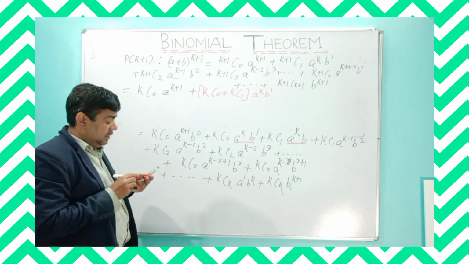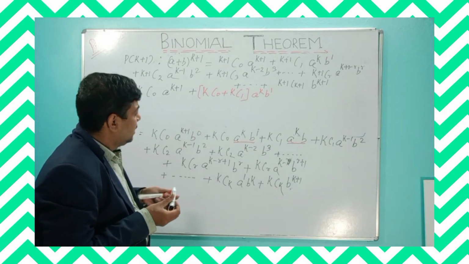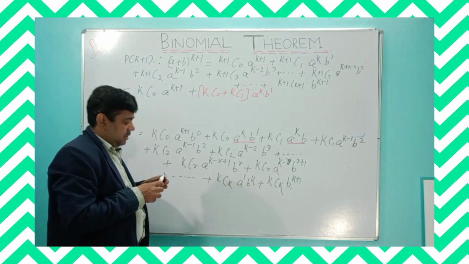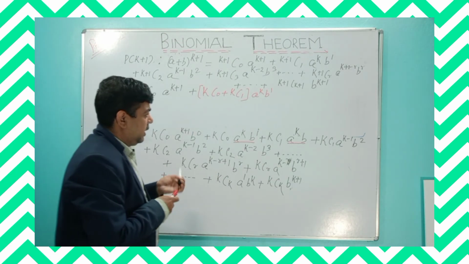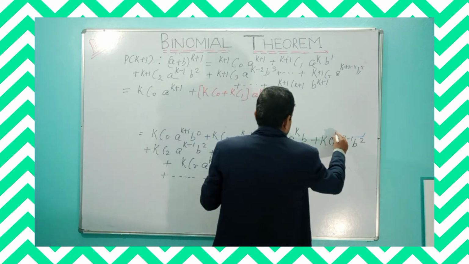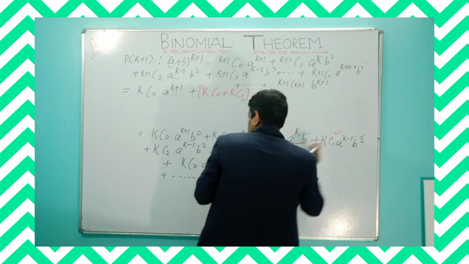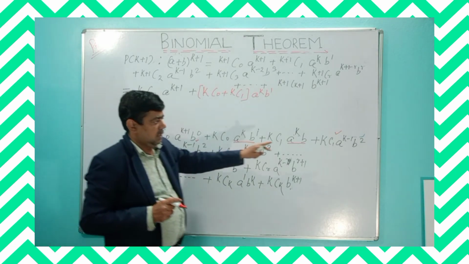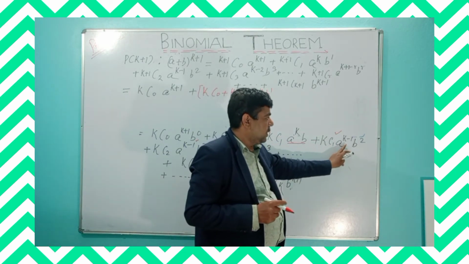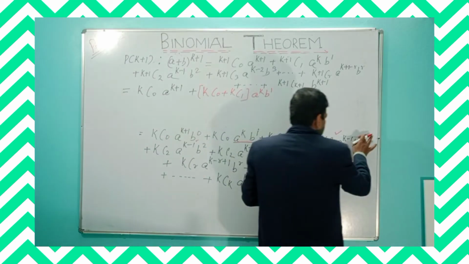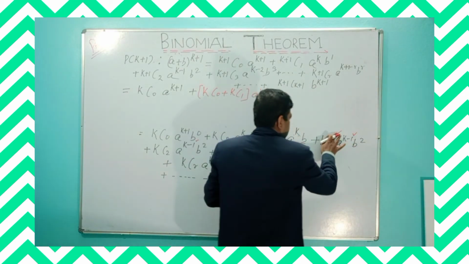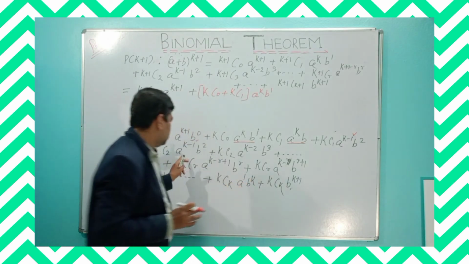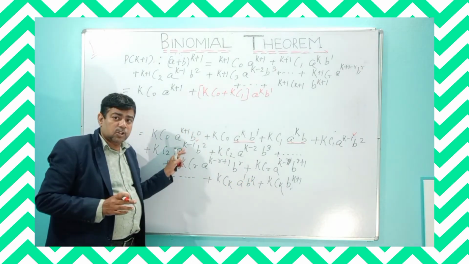Understand? Is it clear? In a similar manner, look at the next two terms, kc1, this term and this term. Here a to the power k minus 1 is a factor and b square is a factor. And here also a to the power k minus 1 b square is a factor.